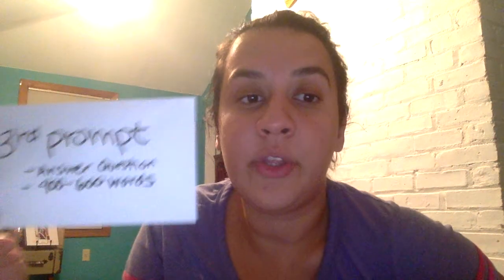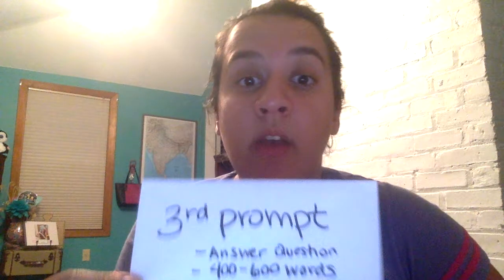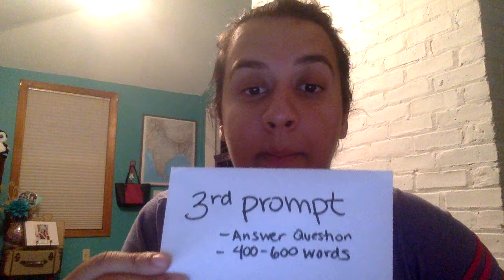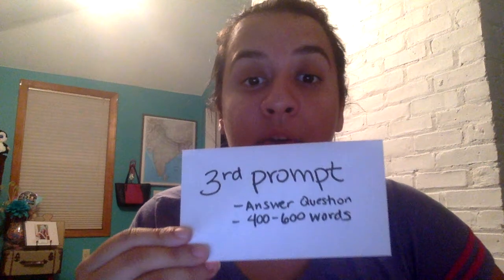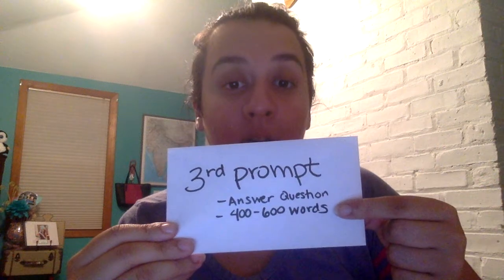And then the next thing that we talked about was the third prompt. Specifically, we noted three different things about the third prompt, and we skipped the second prompt because that's something we're going to talk about next class. The third prompt is different because it is asking you to directly answer a question. It's 400 to 600 words. And the final thing that's different about the third prompt is it's asking you to refute a counterclaim.